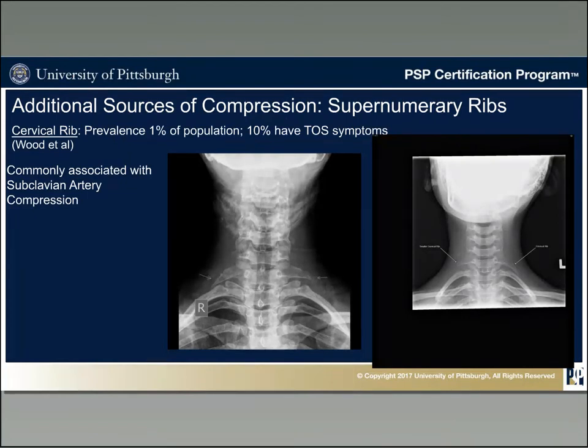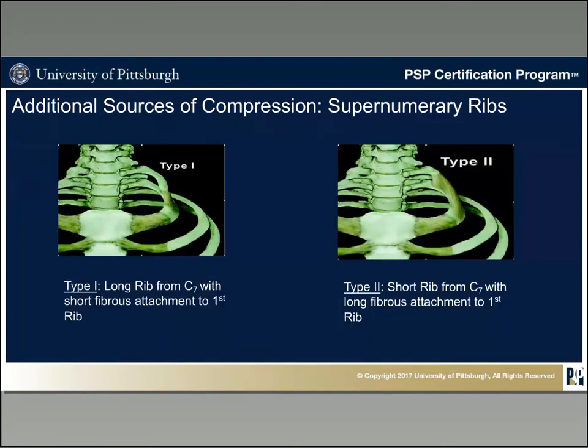Additional sources of compression can be what are referred to as cervical ribs. The cervical ribs are actually projections of the transverse processes of the cervical vertebrae. These can be found unilaterally, but they can be found bilaterally as well. These are commonly associated with compression of the subclavian artery, resulting in more of an arterial type of TOS as opposed to a neurogenic form of TOS.